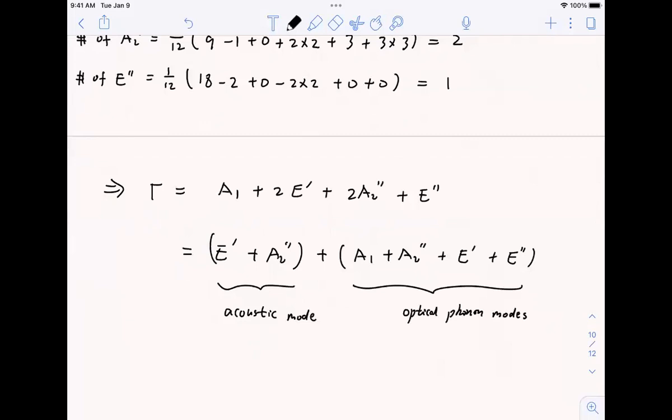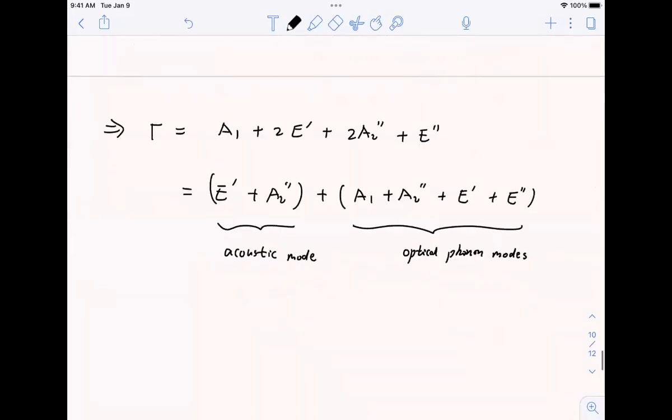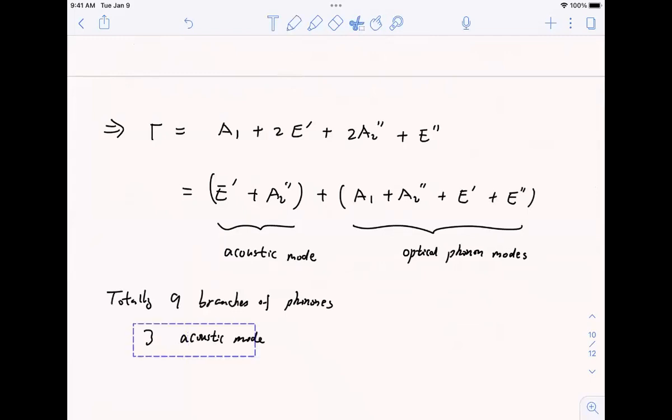Is it okay? So how many phonon branches do you have? So 1, 2, 3, 4, 5. I mean, you have totally 9 branches of phonons. Okay. 3 acoustic modes.